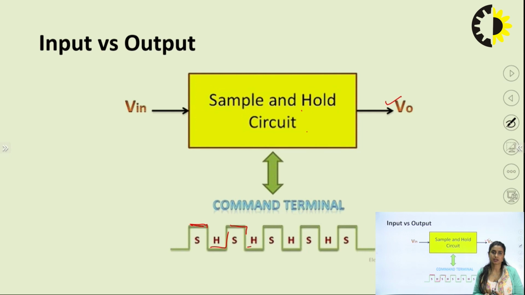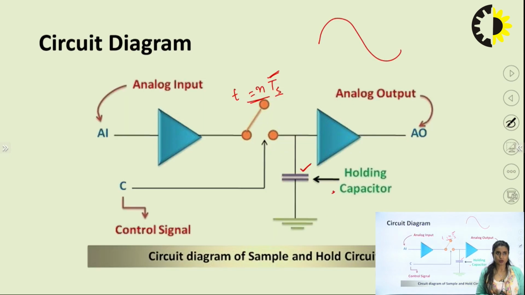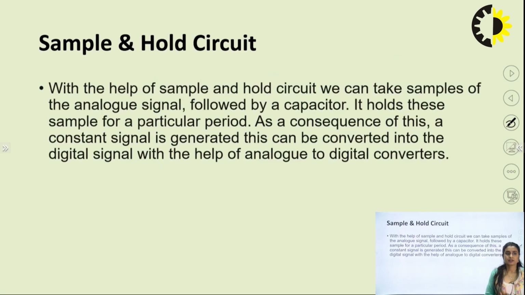That's why this circuit is called a sample and hold circuit. With the help of a sample and hold circuit, we can take samples of an analog signal which are followed by a capacitor. It holds these samples for a particular period, and as a consequence, a constant signal is generated which can be converted into a digital signal with the help of analog to digital converters.